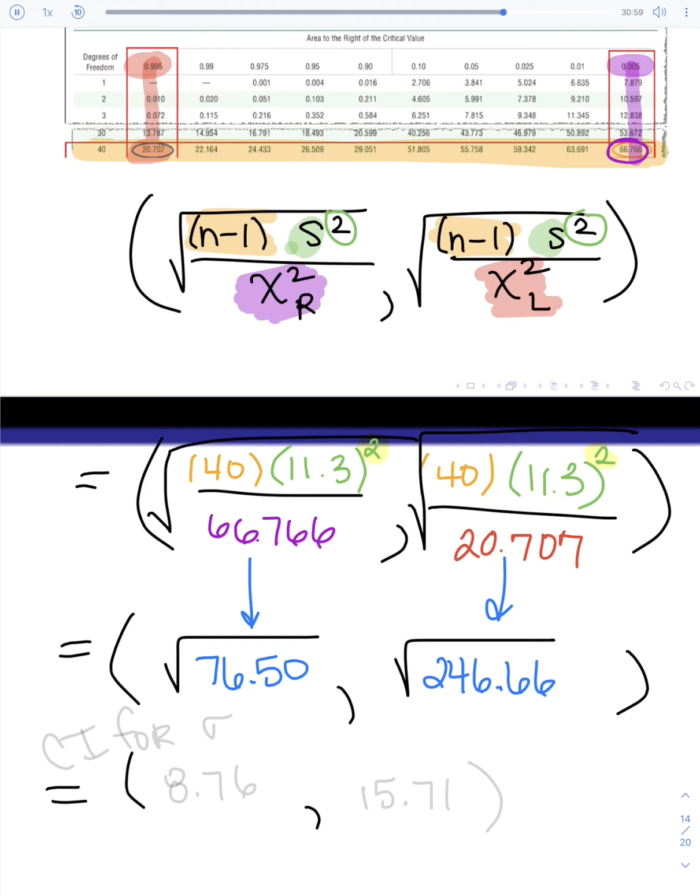The longer you can avoid rounding, the better, because you'll get a more accurate answer. And my math lab, we all know, loves accurate answers. So if we take our square root at the end, we get 8.76 and 15.71. And that is our official confidence interval for the standard deviation.